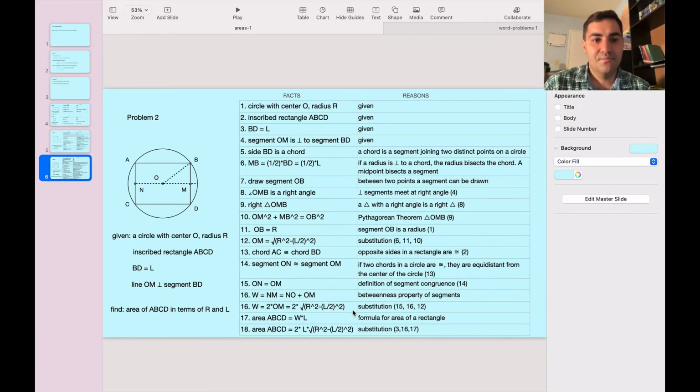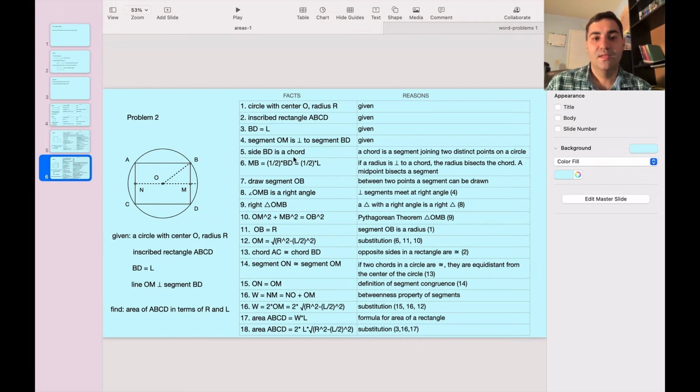This is going to be the last problem. Given a circle with center O and radius equal to r, we inscribe a rectangle ABCD. We're given that the length of side BD equals L, and that line OM, this thing here, is perpendicular to segment BD. Find the area of ABCD in terms of R and L.